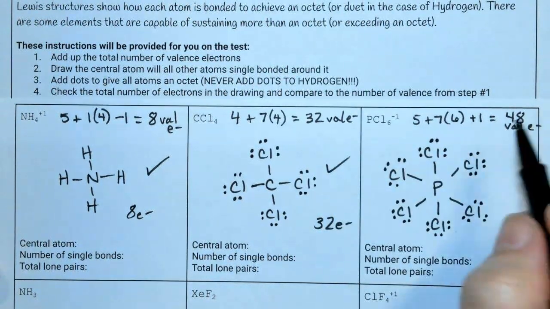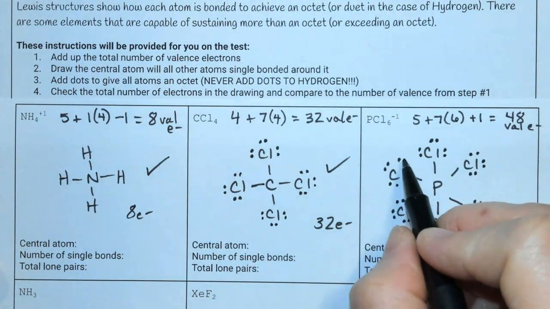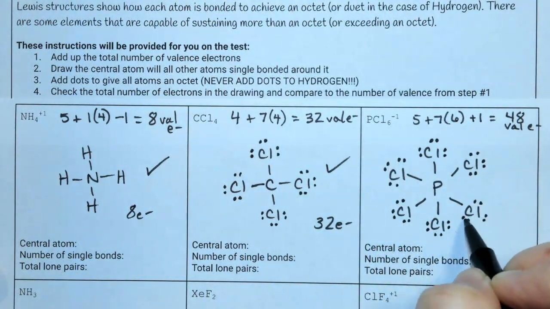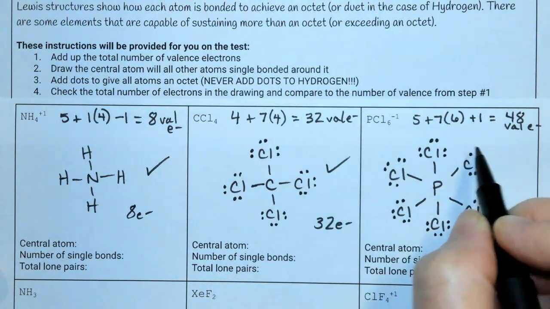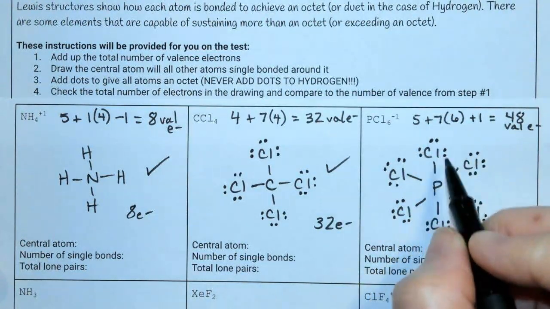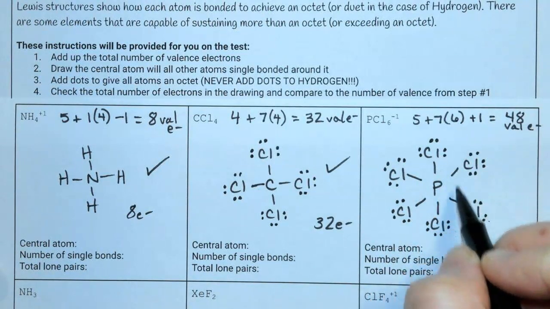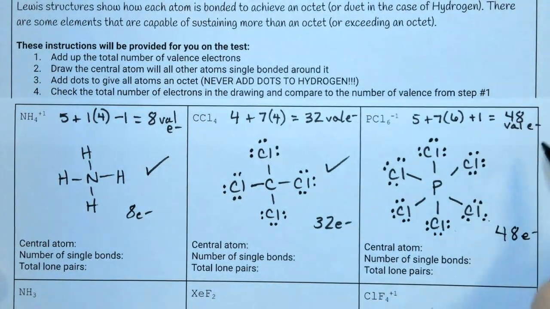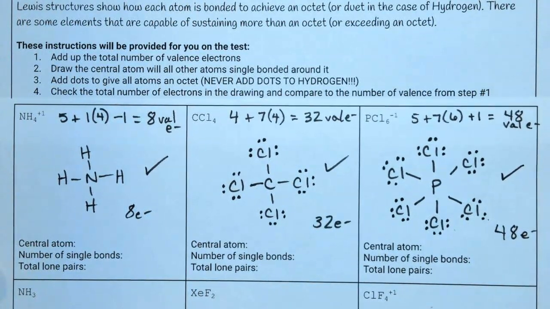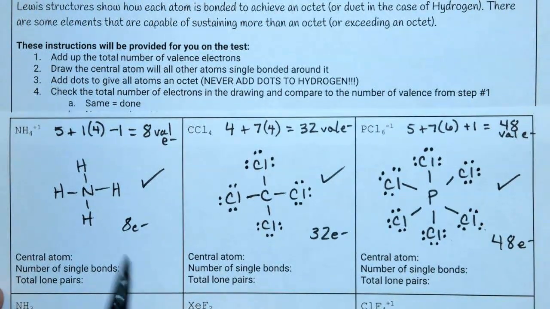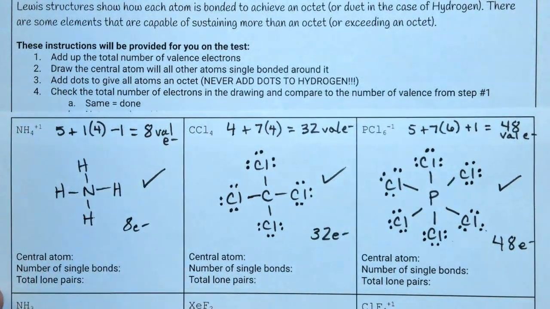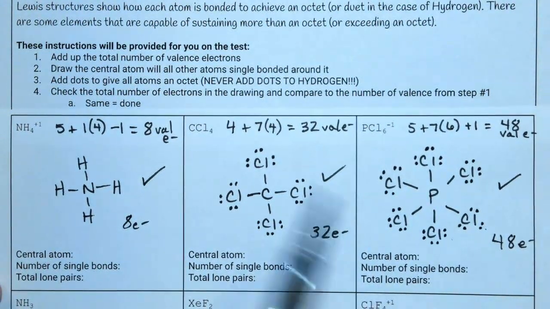This one has 2, 4, 6, 8, and so on up to 48. There are 48 total electrons in this drawing. These 2 numbers match. So this one is also done. So when the two numbers match or are the same, then you are done with your drawing, and that is the correct Lewis structure. Let's evaluate it.